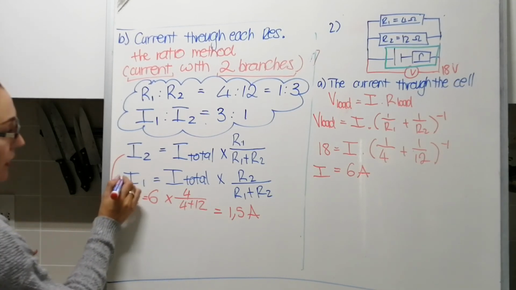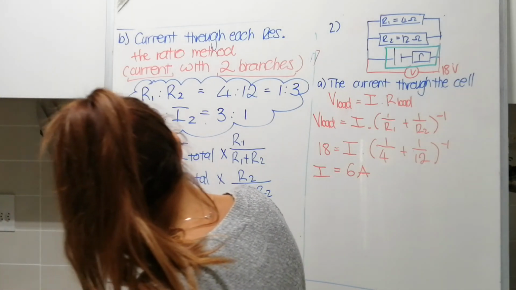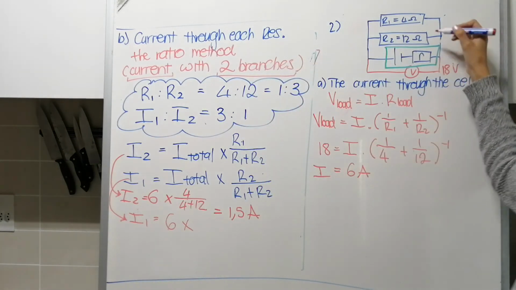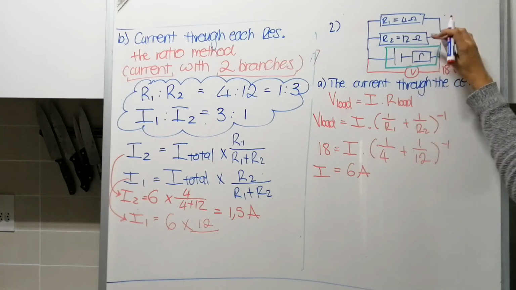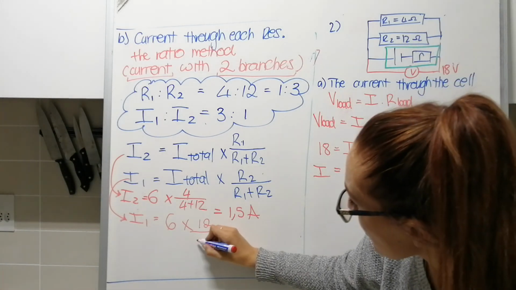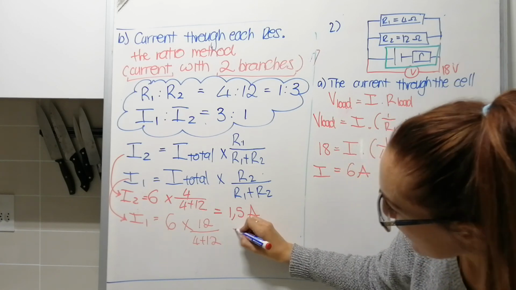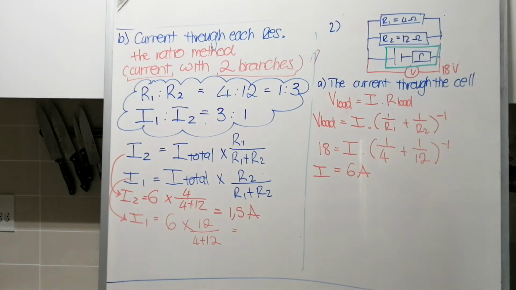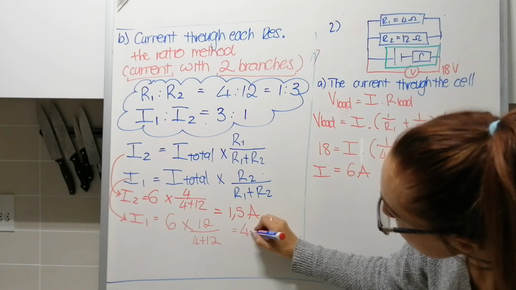Now we're going to do the same thing for branch 1. For branch 1, we're going to take the total current multiplied by the resistance in branch 2, which is 12, over the resistance in branch 2 plus the resistance in branch 1. So that's 4 plus 12 again, and we're going to get 4.5. Let's quickly check: 6 times 12 over 16 is 4.5 amps.